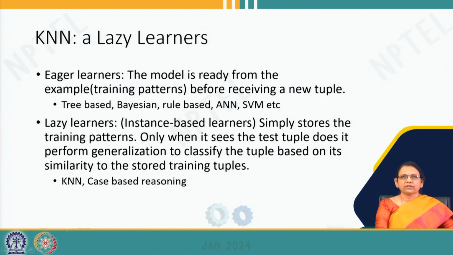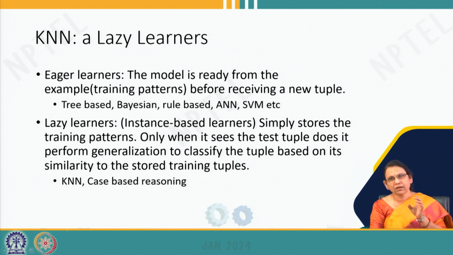kNN is a lazy learner. We already know what a lazy learner is. In the case of eager learners like tree based methods, Bayesian methods, rule based methods that we have seen in the last few lectures, and SVM, all of these are trained, and what you keep in the name of the learner is the model parameters. So, when you do the task in the online setting, you simply have to use those parameters in the model that you have created and get the output.